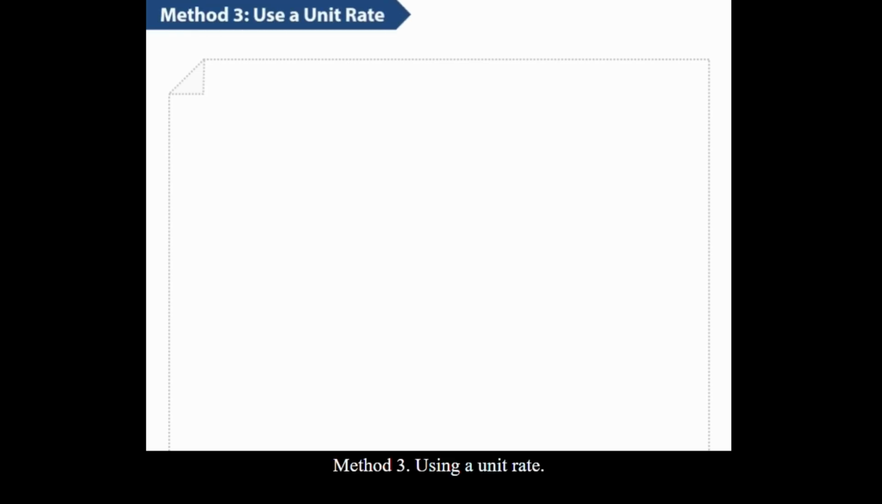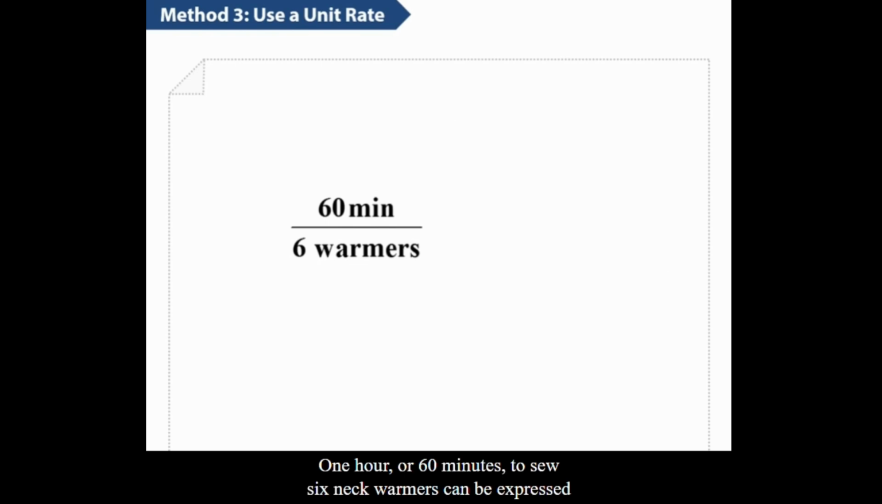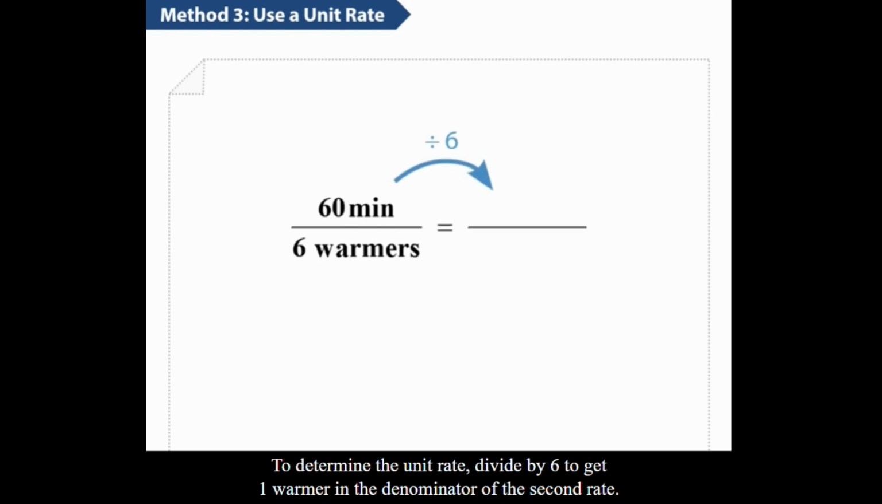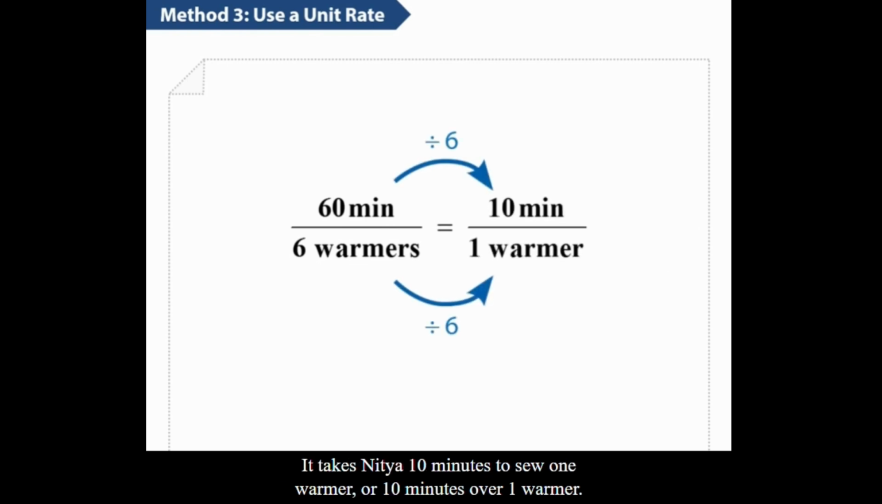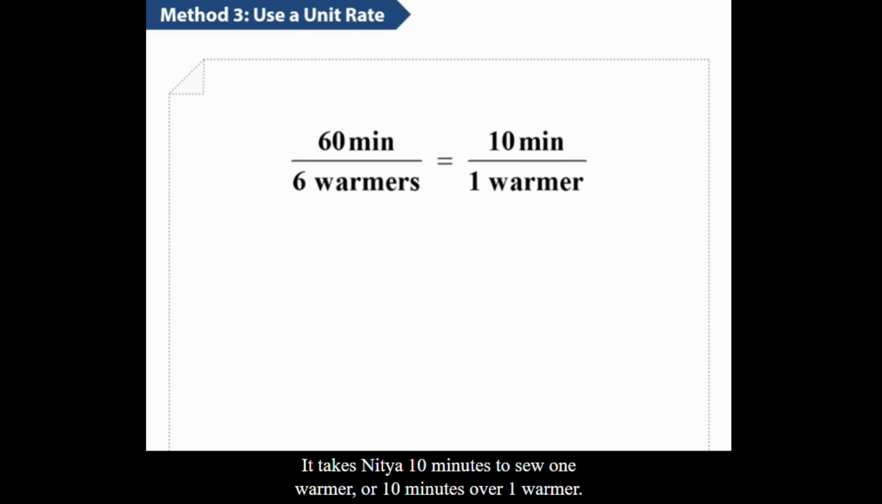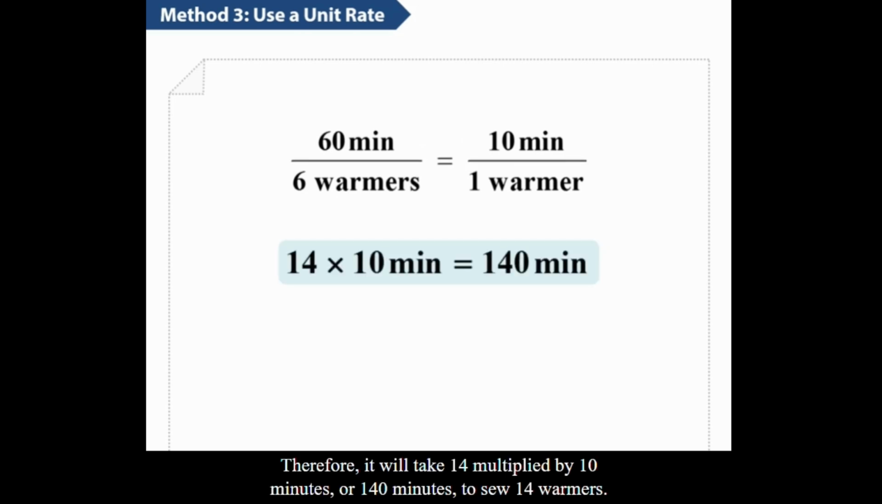Method 3. Use a unit rate. 1 hour or 60 minutes to sew 6 neck warmers can be expressed as a rate, 60 minutes over 6 warmers. To determine the unit rate, divide by 6 to get 1 warmer in the denominator of the second rate. It takes Nitya 10 minutes to sew 1 warmer, or 10 minutes over 1 warmer. Therefore, it will take 14 multiplied by 10 minutes, or 140 minutes, to sew 14 warmers.